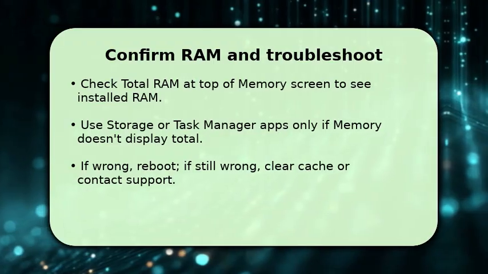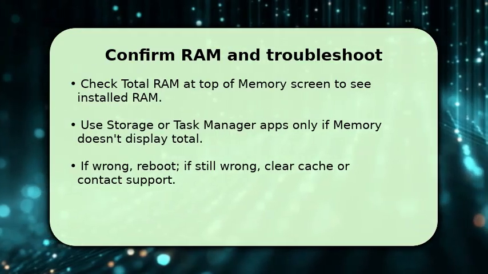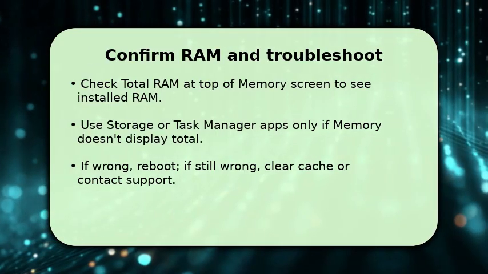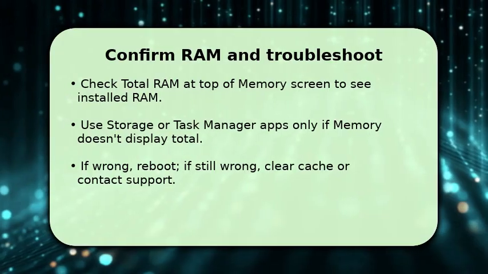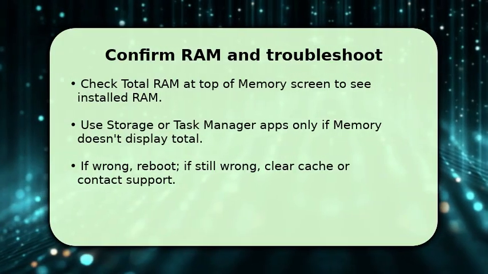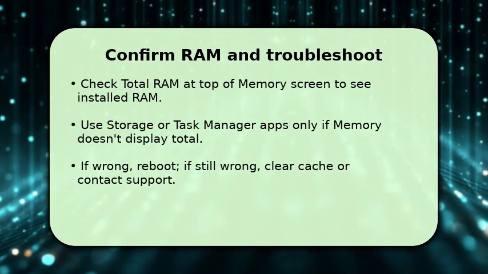prioritize system memory first. If values seem incorrect, reboot the device and recheck since temporary processes can skew readings. If problems persist, clear system cache or contact manufacturer support so you don't risk misdiagnosing a hardware issue. This step resolves most anomalies.